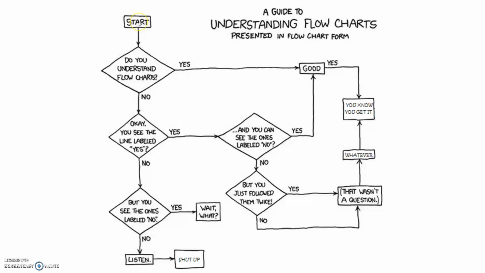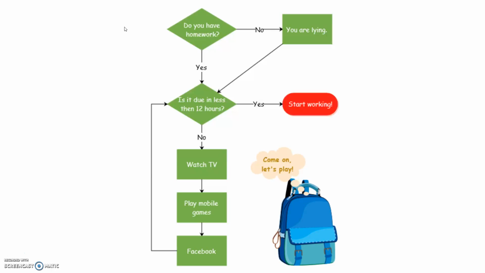So the flowchart takes you on a journey where you answer different questions at different stages to help you reach conclusions about whatever it is that you're trying to decide. Let's look at a couple of examples. So here's kind of a silly example. It starts here.